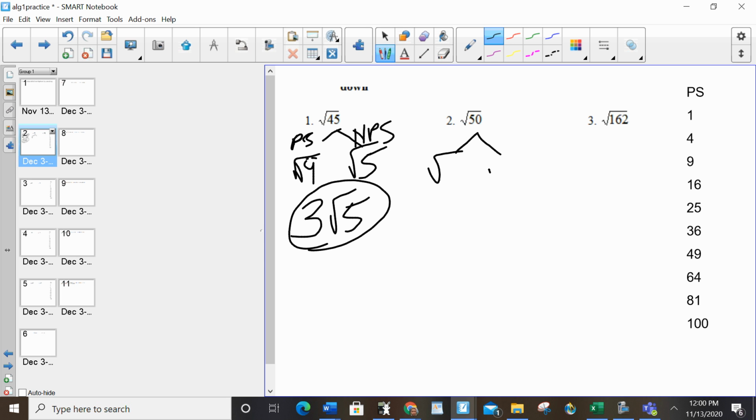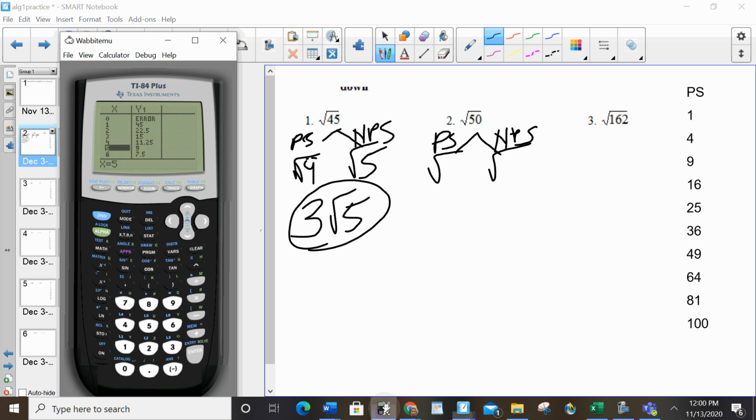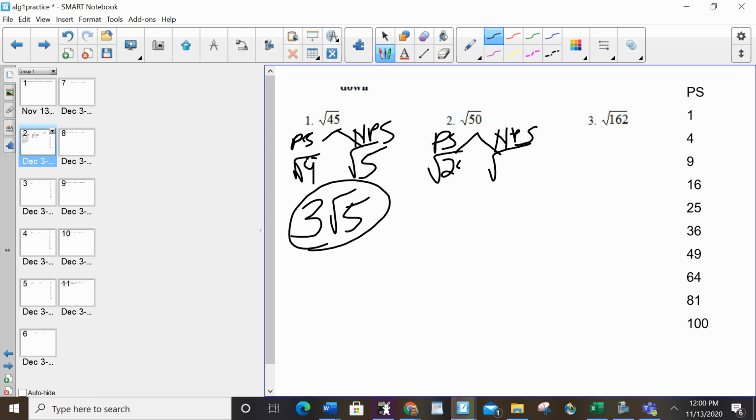Radical 50. I'm going to break it down into perfect squares and non-perfect squares. If I want to use my calculator trick, I'm going to go to y equals. I'm going to type 50 divided by x. Let's go to my table. Look in my y1 column. 50 is not on my list, 25 is. 25 times 2. So my perfect square is 25. My non-perfect square is 2. That's step 1.